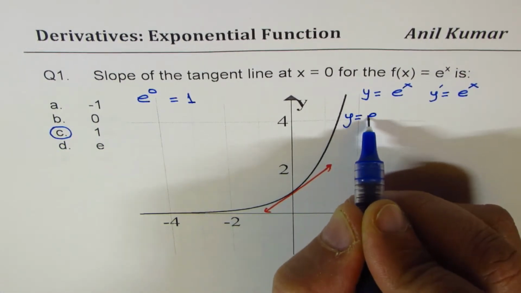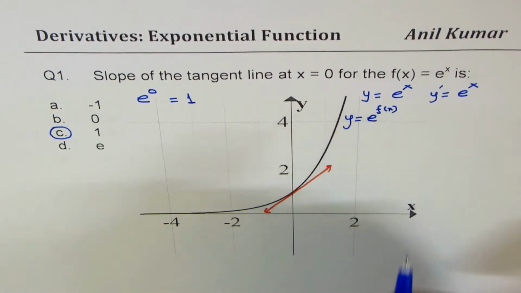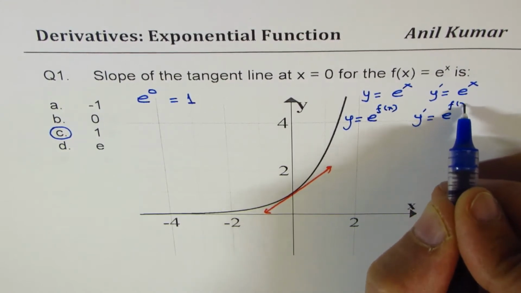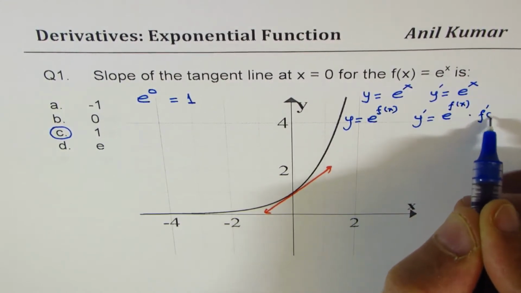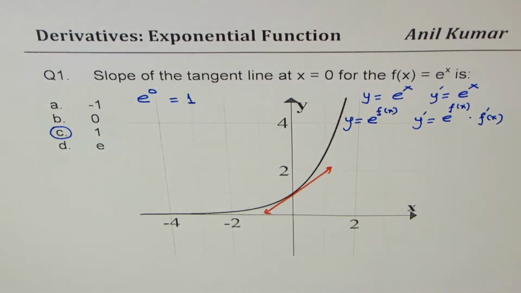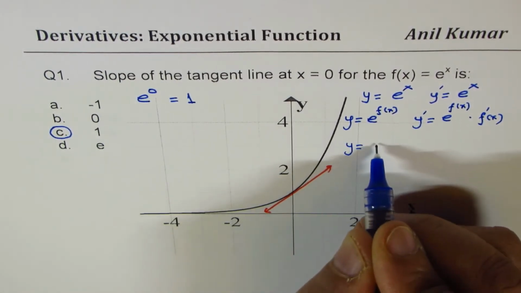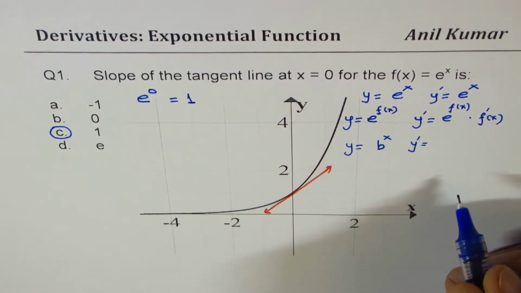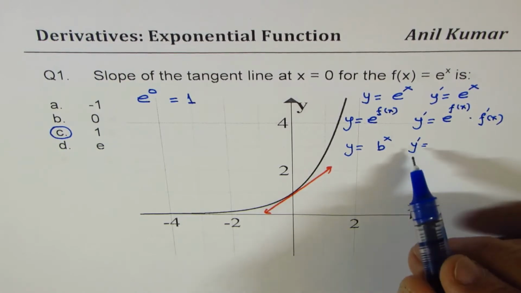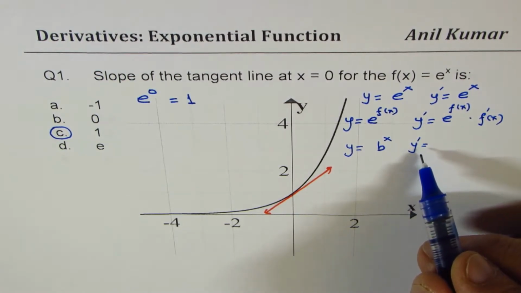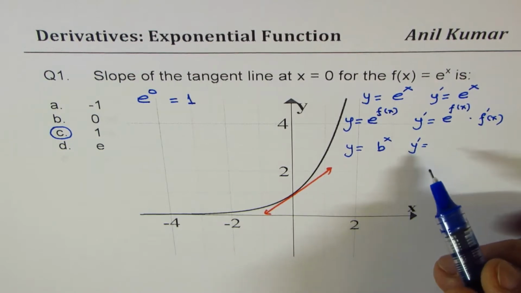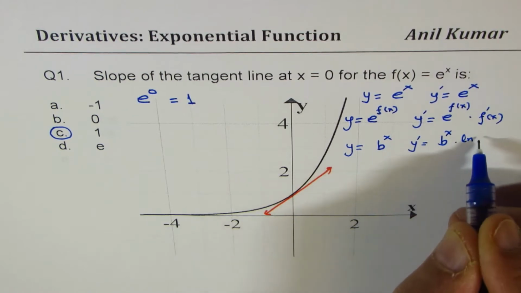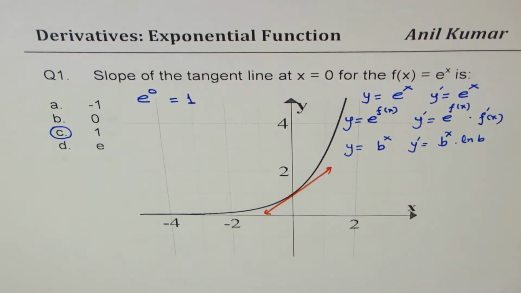Now let me take this opportunity to write other derivatives of exponential functions. If you have y equals e to the power of f of x, in that case the derivative will be e to the power of f of x times the derivative of f of x, correct? At times you may have functions which is some base to the power of x. In that case, you may have to convert that to the ln natural log function and then find the derivative. So what you get here is b to the power of x times ln b, the base itself, right? So that becomes the derivative.